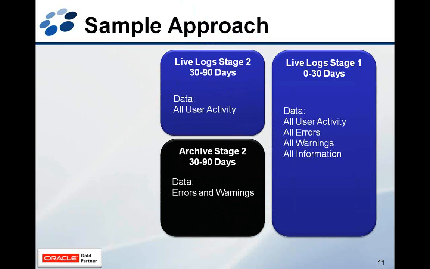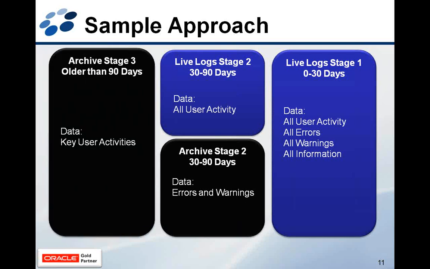But as stage two, we're going to introduce an archive. So in our live logs, anything that's between 30 and 90 days old, the only thing we want is user activity. Let's get rid of errors and warnings, because after a month, we're likely not going to be going back and looking at errors and warnings in our live logs, but we may want to look at user activity. But what we do is we take those errors and warnings and we move them to the archive, so they're still available, but they're not affecting the size or performance of our production logs. So this will take us out to a quarter.